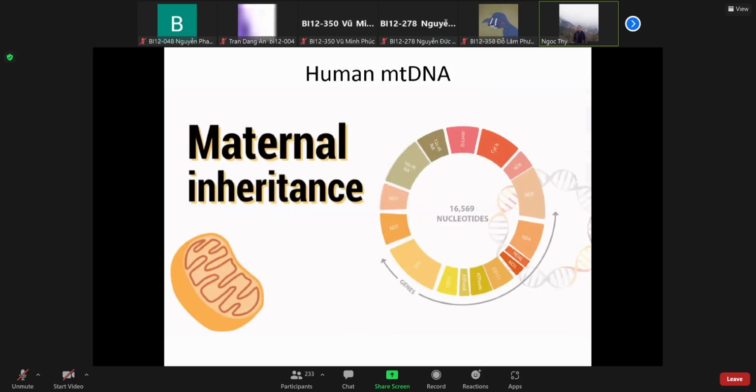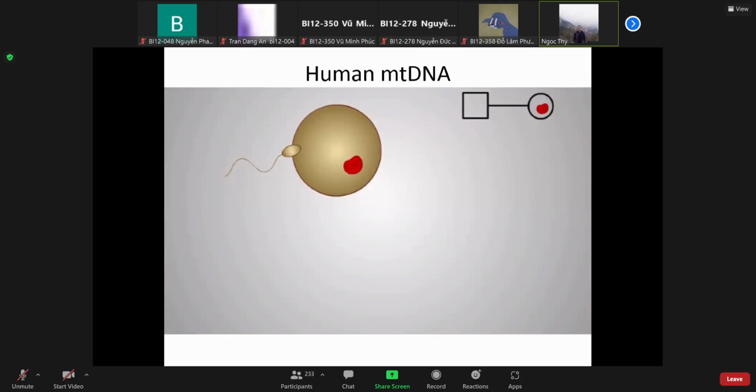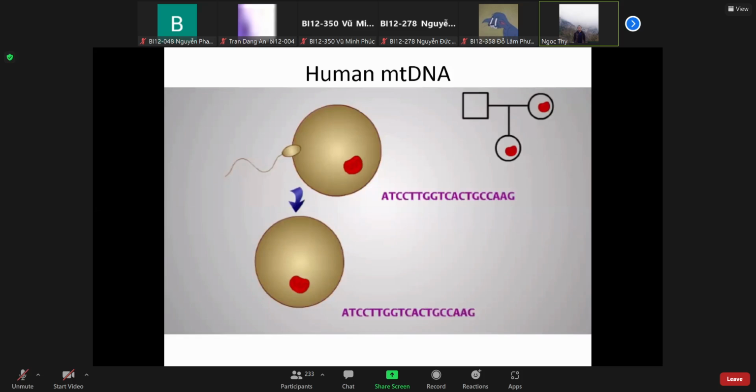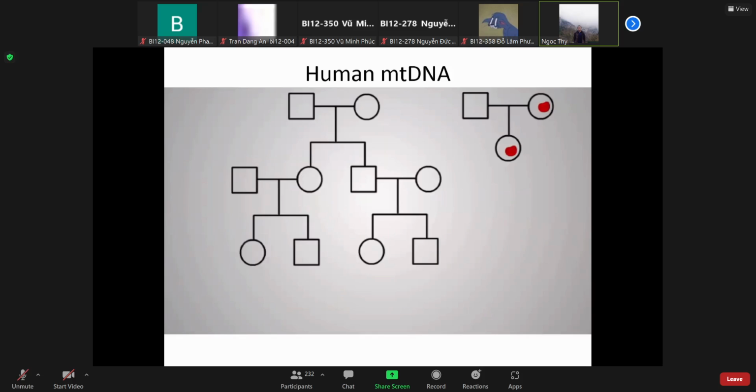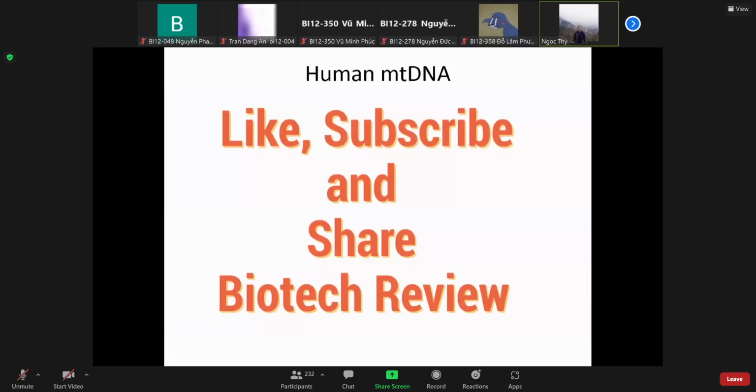When egg and sperm unite, the sperm's mitochondria are discarded. Mitochondrial DNA is therefore inherited only from the mother. Within a family, females from grandmother to daughter all share identical mitochondrial DNA. Unlike DNA in the nucleus, mitochondrial DNA does not recombine with other chromosomes.